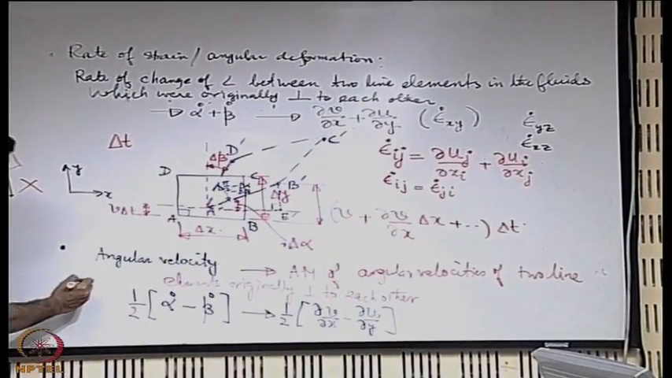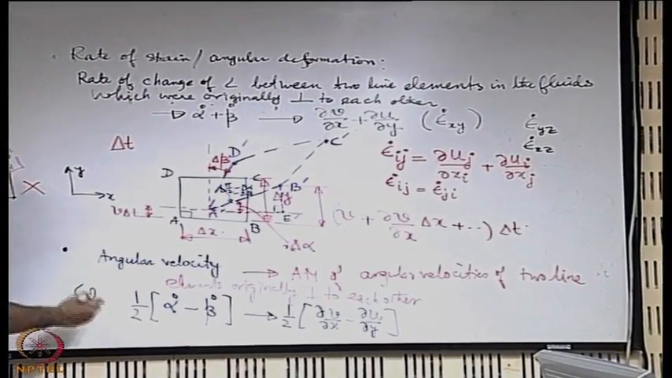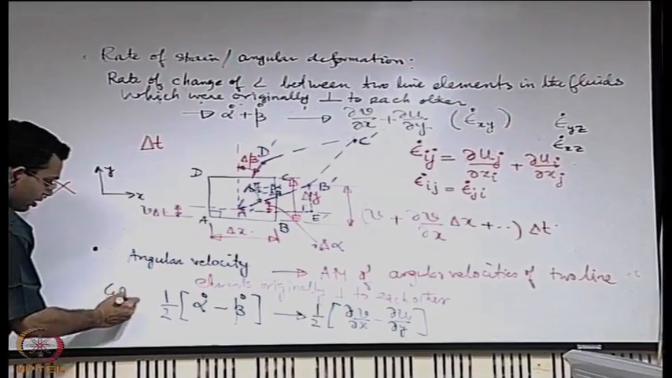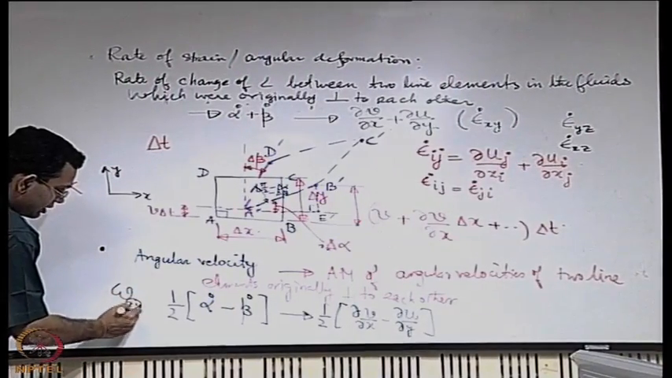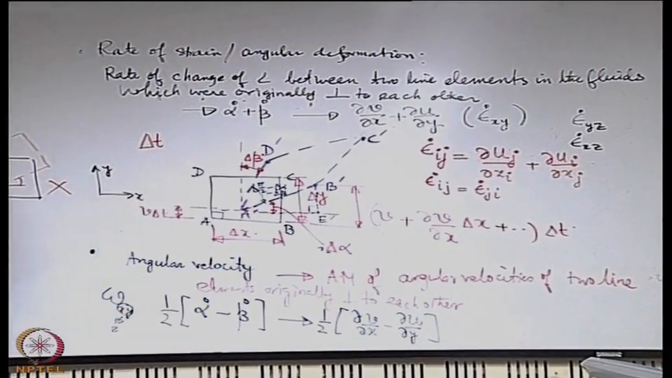So let us call this the angular velocity in the xy plane, or sometimes people give an index z instead, because this is also angular velocity with respect to the z axis.